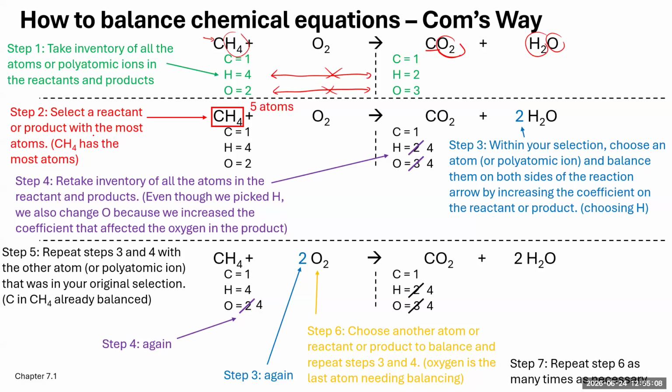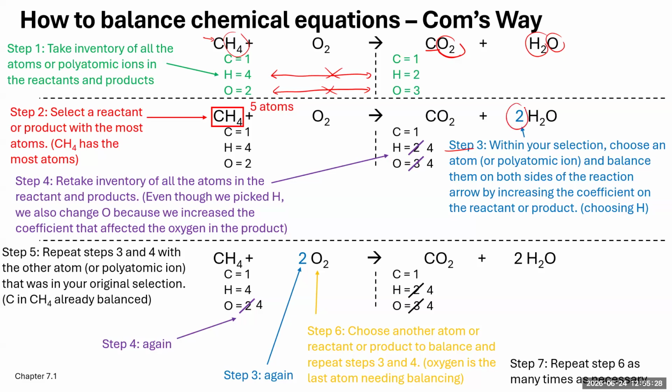Select a reactant or product with the most atoms. CH4 has 5 atoms, so we're going to use that one. With number 3 here, within your selection, choose an atom or polyatomic ion and balance them on both sides of the reaction arrow by increasing the coefficient on the reactant or product.